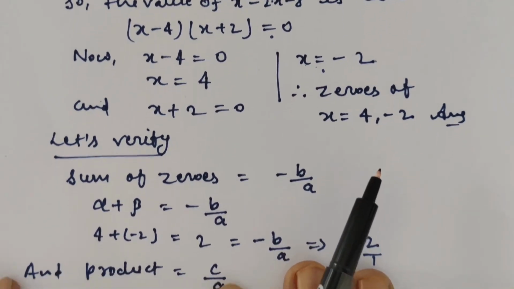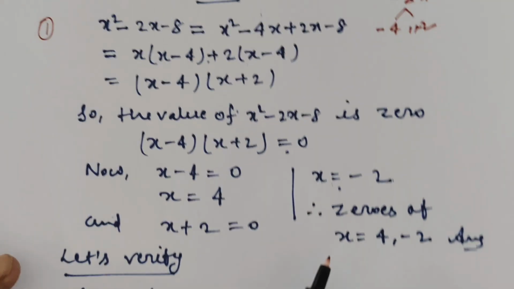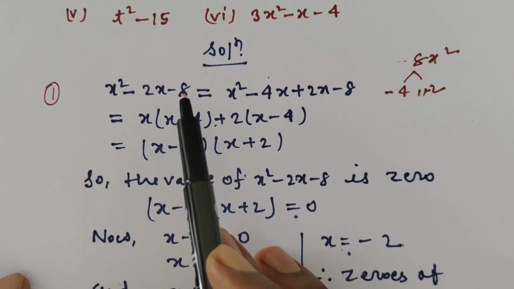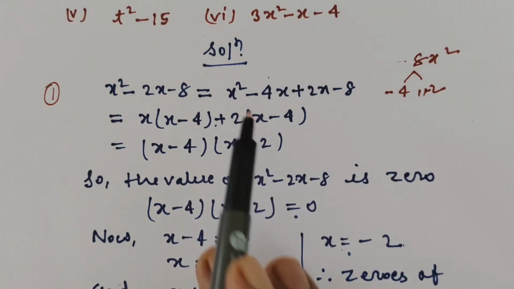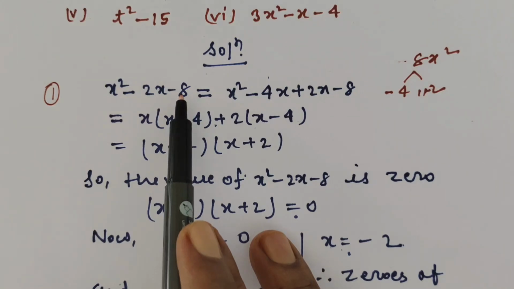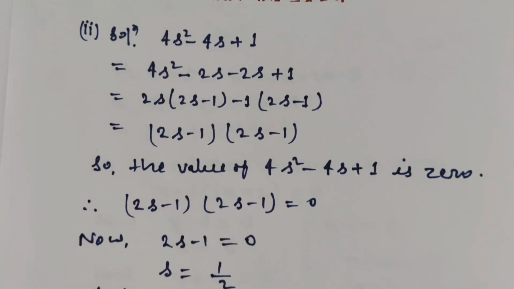So this is valid. And the product, alpha times beta, equals c by a, which is 4 into minus 2, that is minus 8. You can check that the last term is minus 8. On this basis you can solve the other questions. Remember that the last term is the product side and the middle term is the sum side. So you can take the second question on this basis.